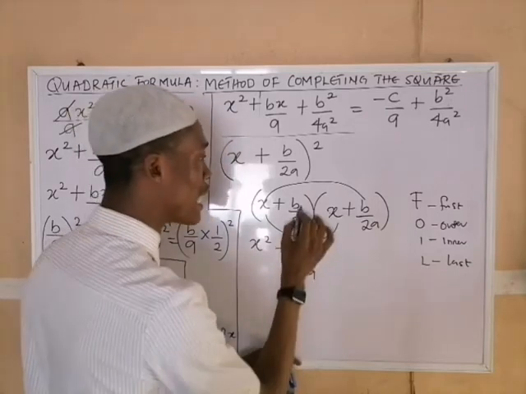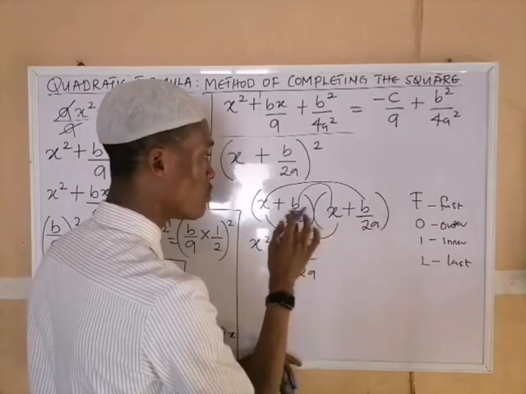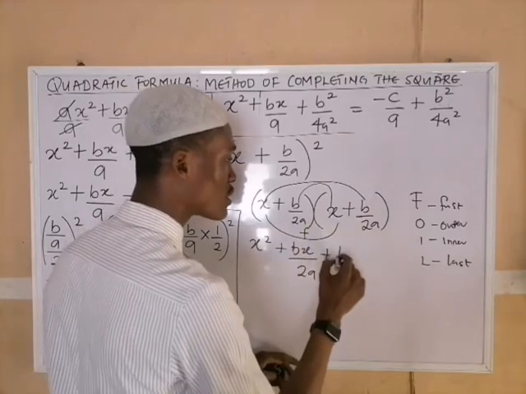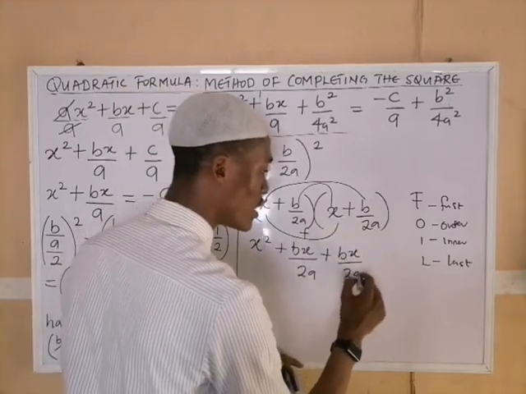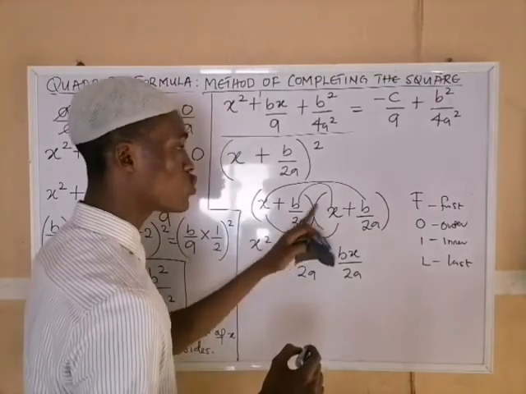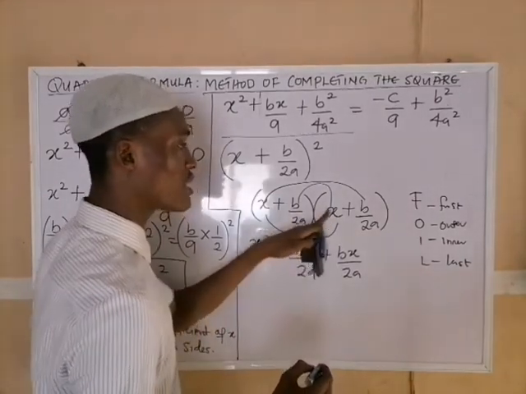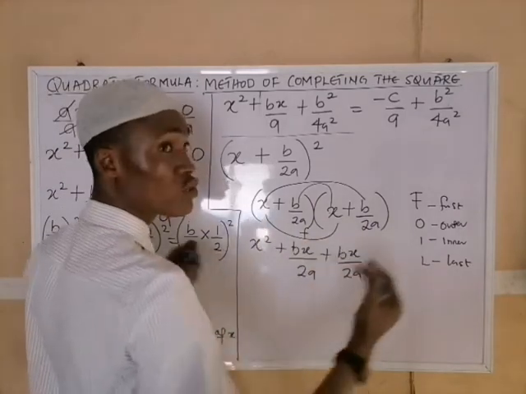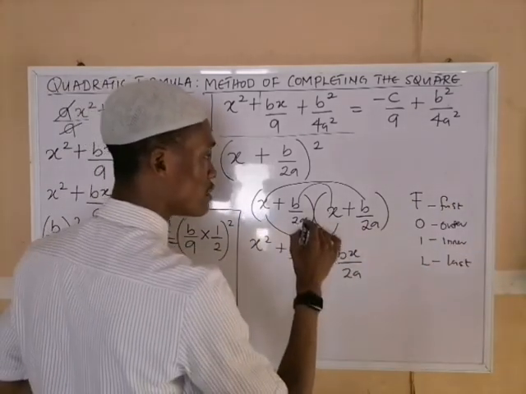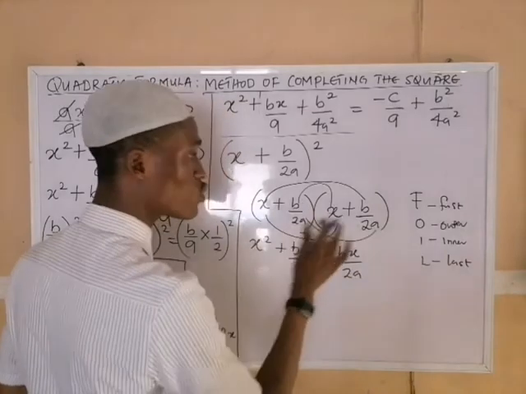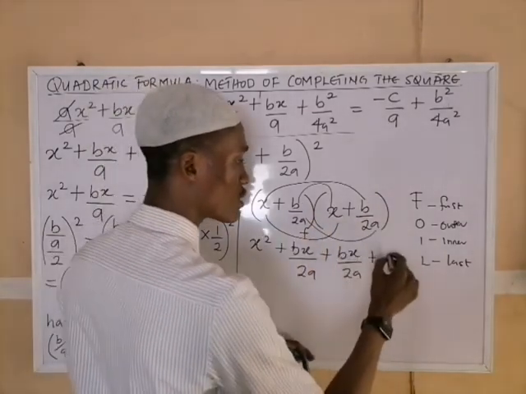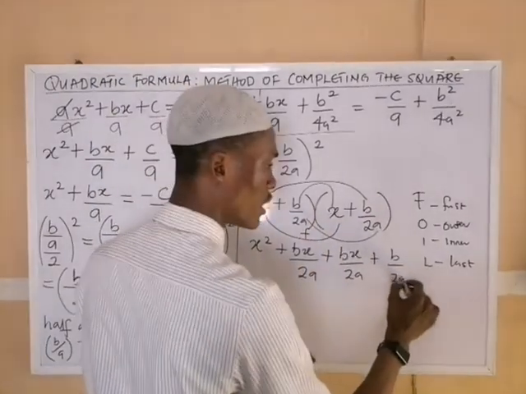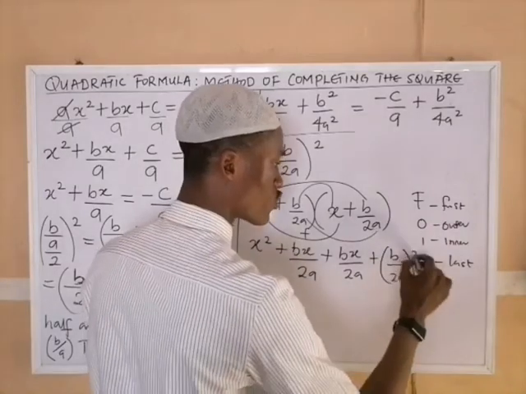Then I will do the inner, these two, b over 2a times x, plus bx over 2a as well. b over 2a times x becomes bx over 2a, just like x and this. And I'm going to do the last part, this and this, b over 2a times b over 2a, plus b over 2a all squared.